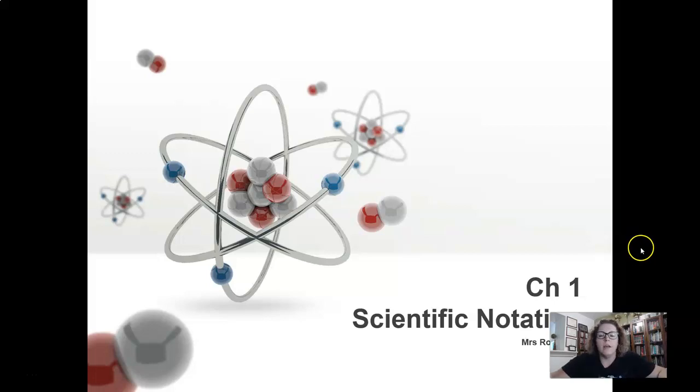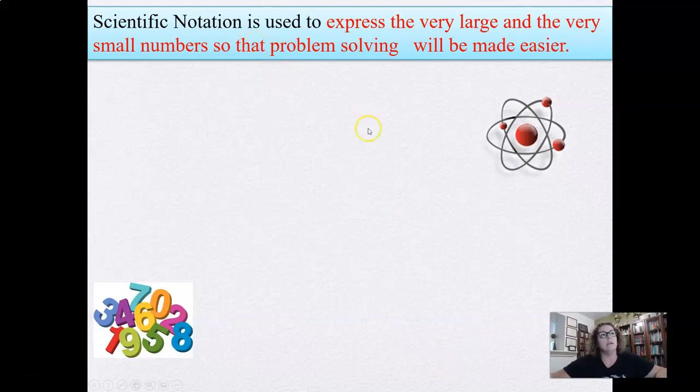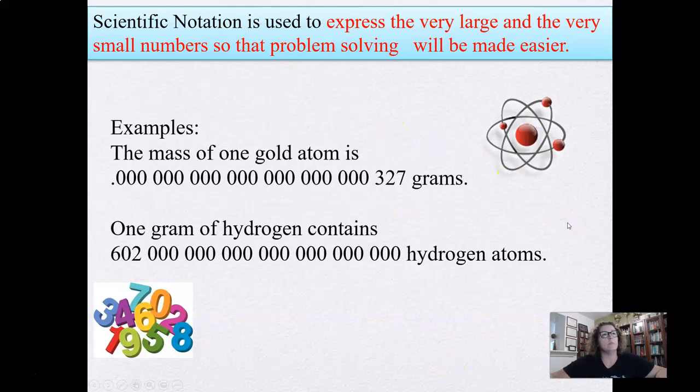Hello everyone. Today we're going to learn about scientific notation. It's really important that you understand not only how to change a number into scientific notation, but even how to get it out of scientific notation. Okay. So as you see in here, scientific notation deals with very large numbers and very small numbers.